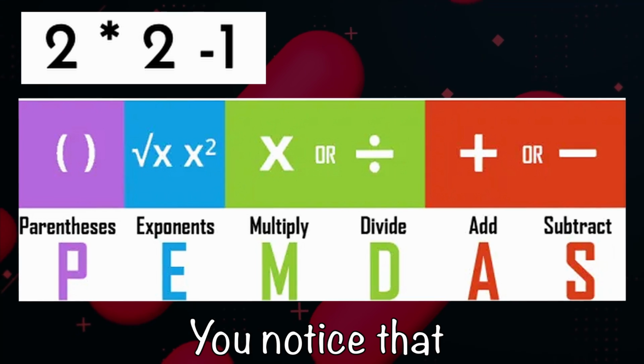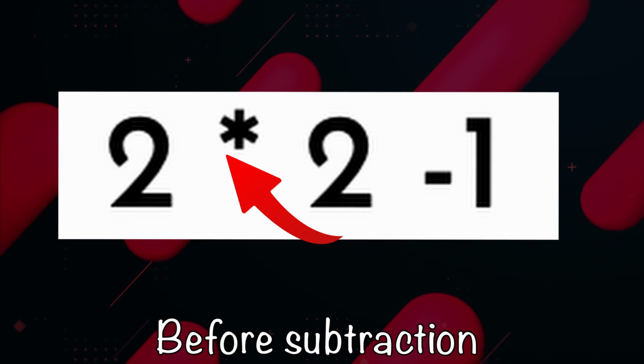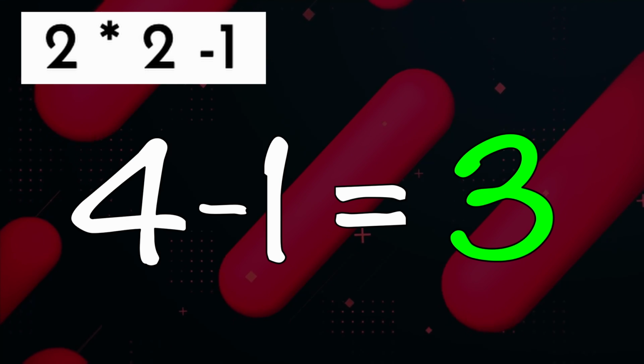Do you still not get it? Well, let me show you a couple examples. 2 times 2 minus 1. In PEMDAS, you notice that multiplication comes before subtraction. So in this problem, we do multiplication before subtraction. 2 times 2 equals 4, and 4 minus 1 equals 3, and that is your answer.